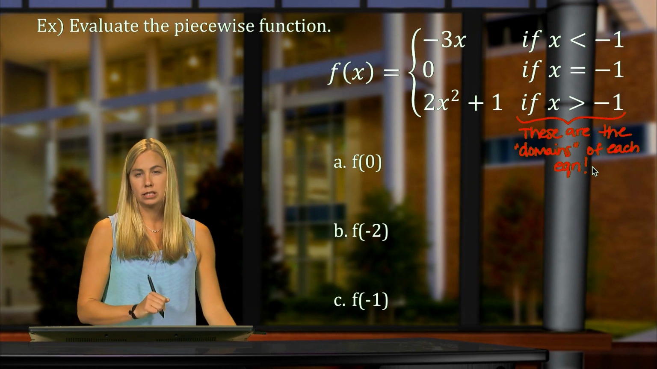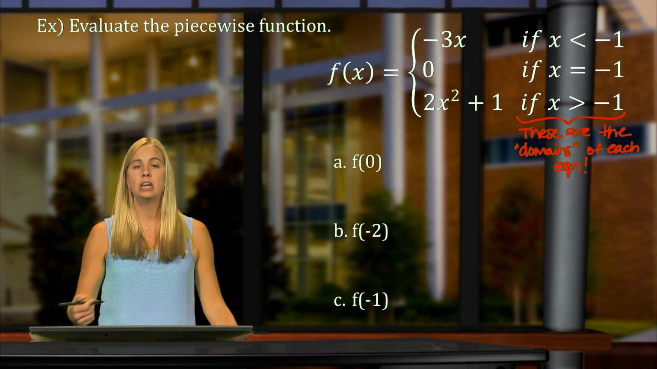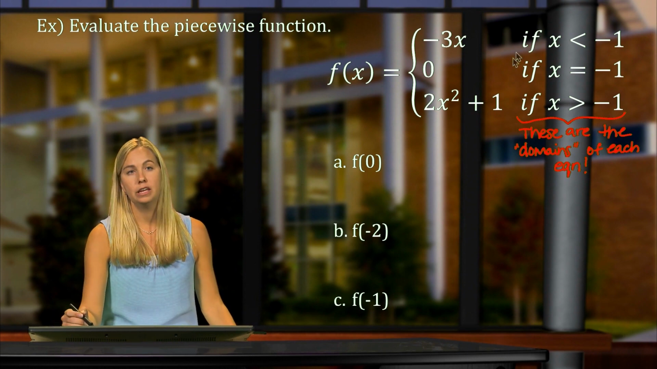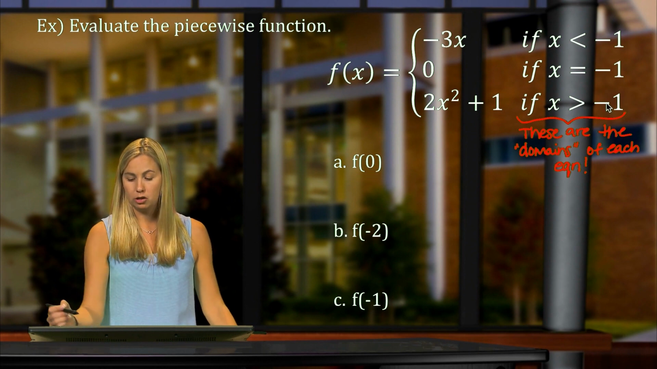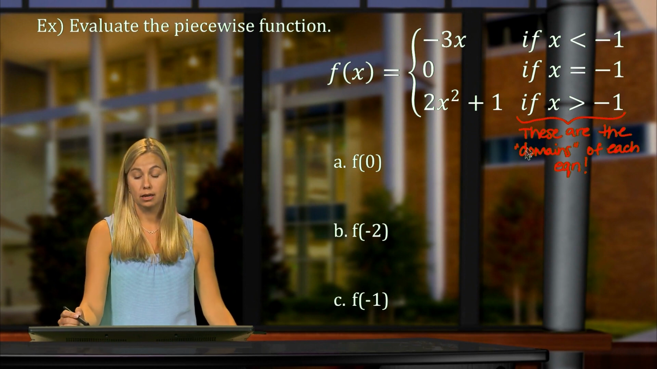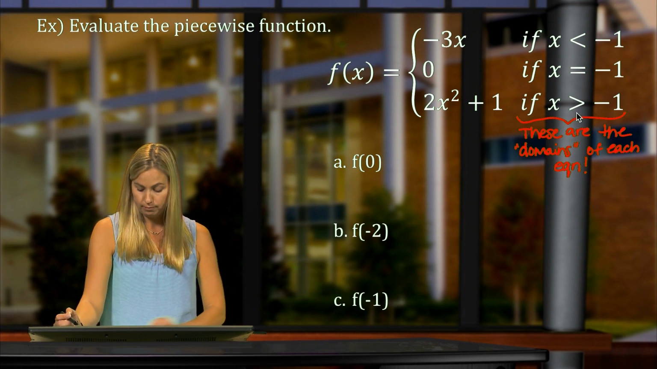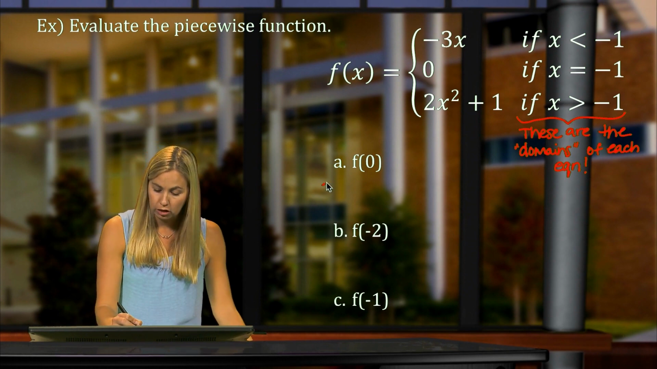So the first part asks to find f of 0. We have to determine which of those equations we're going to use for f of 0, and that's based on these domains here. So where does 0 lie in these domains? Is 0 less than negative 1? Is 0 equal to negative 1? Or is 0 greater than negative 1? Since 0 is greater than negative 1, we are going to use the third equation.